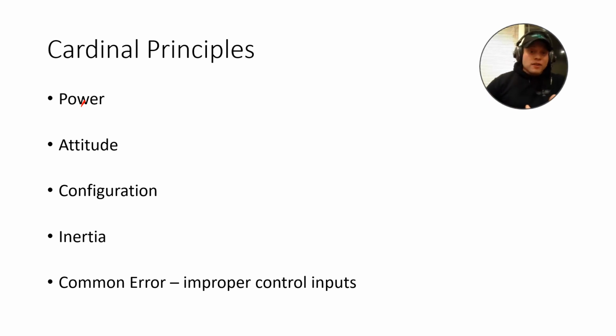Now, some common errors when going around are improper control inputs. You might be too aggressive with the throttle, or you might yank back on the yoke to try to climb up. Everything is smooth in aviation. Everything is calm. You shouldn't be making abrupt inputs at any point, really, in aviation.